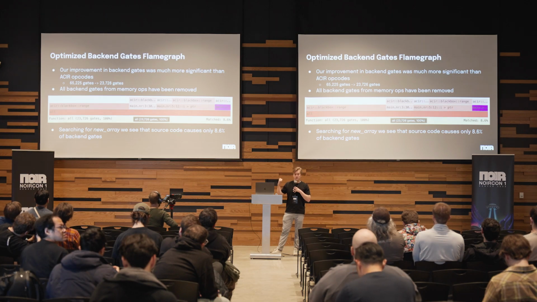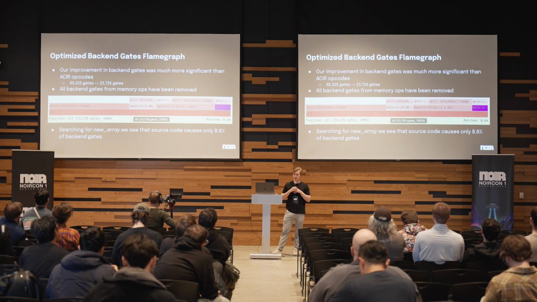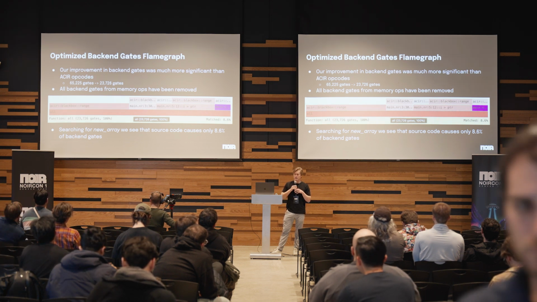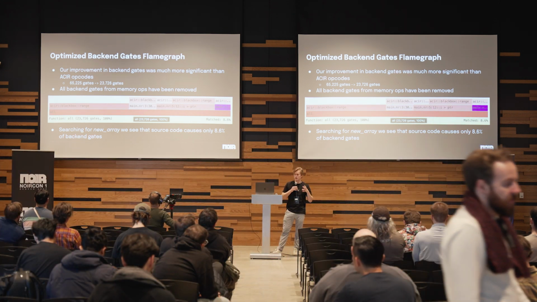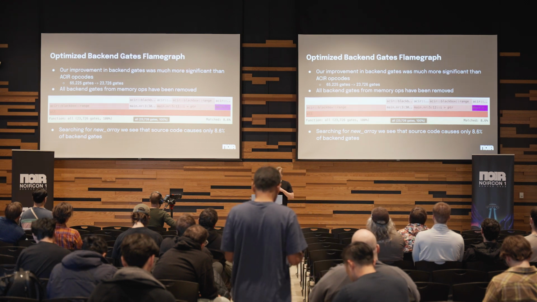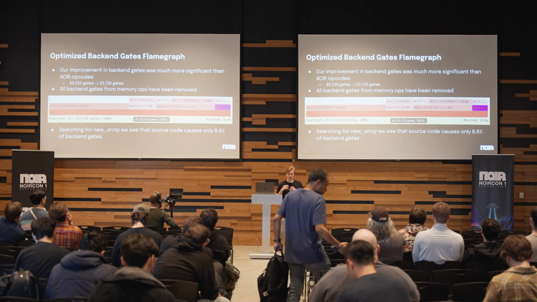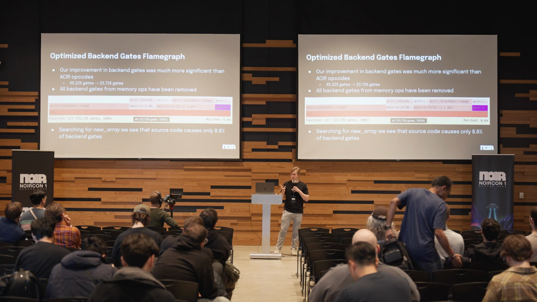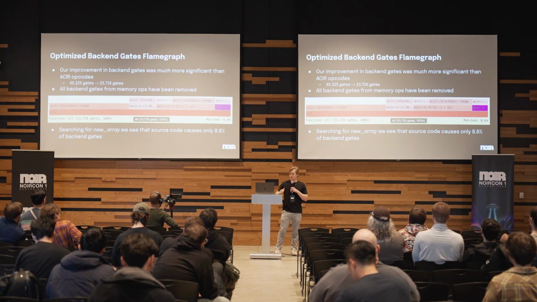So that same graph now with the optimized version, we can see we're going from 65K gates to 23K. So this is actually a much larger optimization than the ACIR showed us. And once again, all memory operations have been removed, and the actual constrained part where we're just checking whether or not our array is good, it's actually only 8.6%.